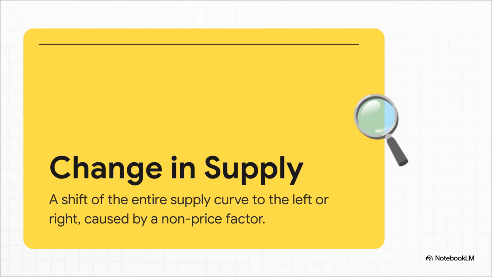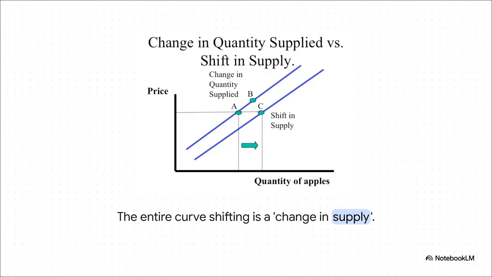The key word here is shift. This is totally different. The entire curve actually moves to a new spot, either to the left or to the right. This tells us there's been a fundamental change in how much producers are willing to sell at any price. This kind of shift happens because of some outside factor, not the price of apples. Maybe there was a breakthrough in farming technology. Now farmers can grow more apples more cheaply. So, at every single price point, they're willing to sell more apples than they were before. The whole curve has shifted.